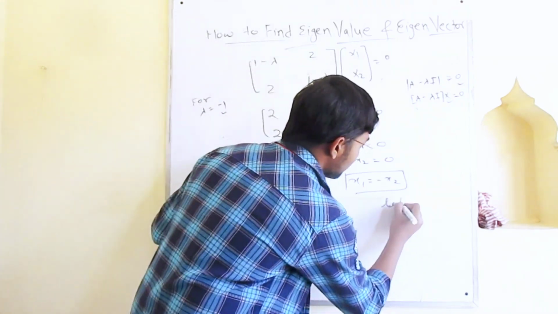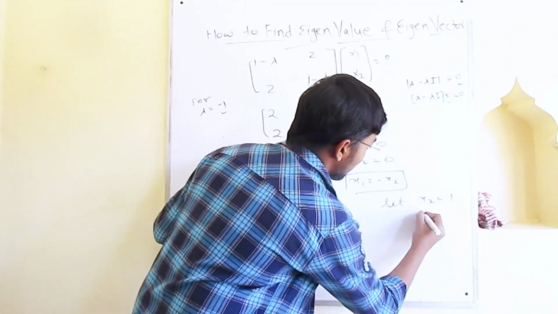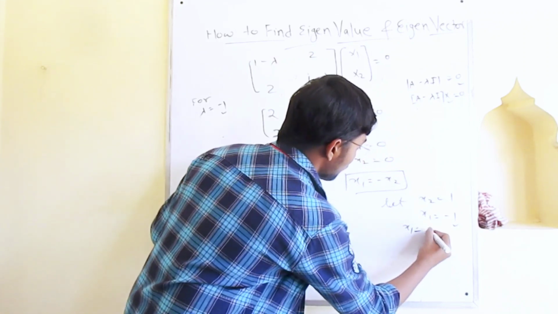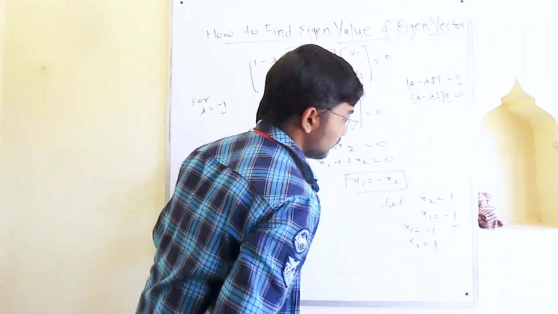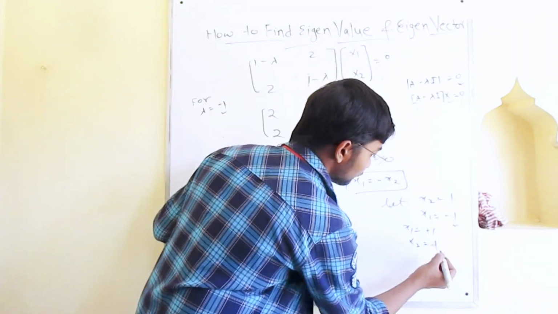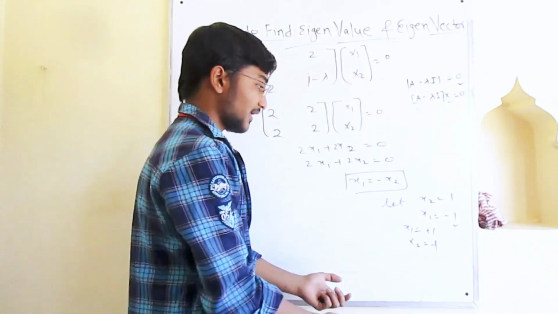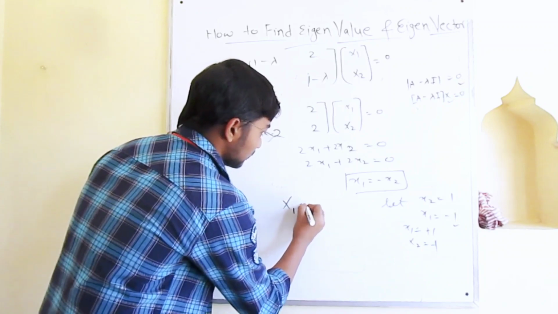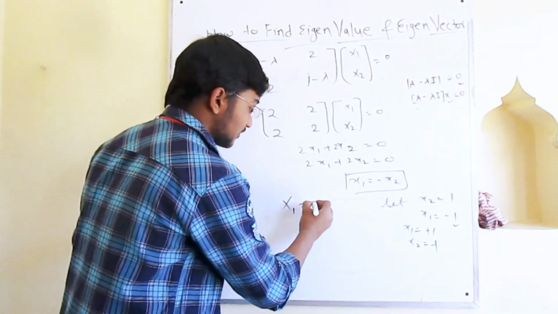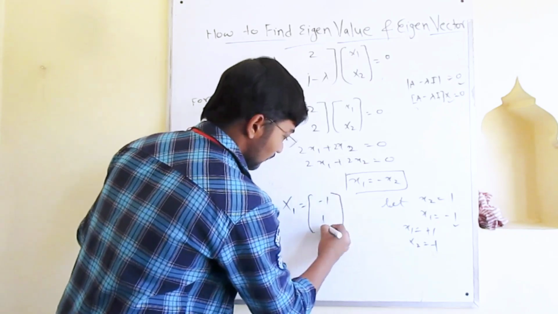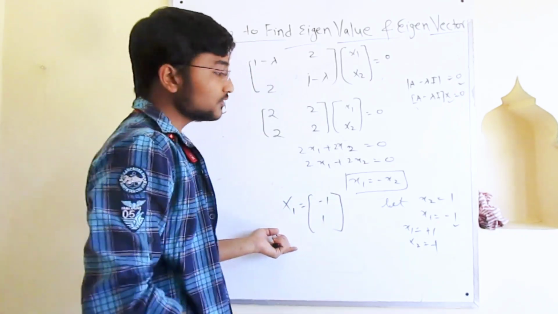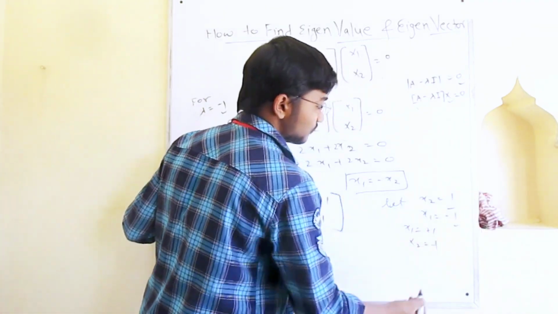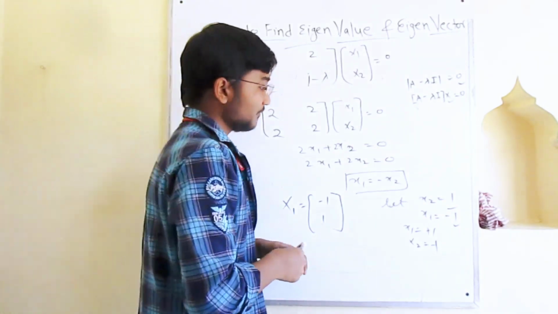Let x2 be 1, and then x1 will be minus 1. You can also assume that x1 is equal to 1 and x2 will be minus 1. You can assume anything; like I have assumed that x2 is equal to 1 and x1 will be minus 1. So from here, capital X1 means the eigenvector. The eigenvector is minus 1, 1. It may have different values if you assume different values of x1 and x2, since we take an arbitrary constant.